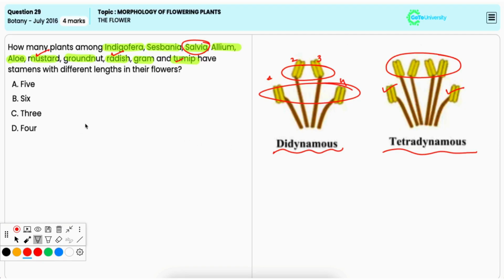The rest, like Indigofera, Sesbania, Allium, aloe, groundnut, and gram, have stamens of uniform length. Hence, the correct answer is option D, that is, four plants exhibit stamens of different lengths.